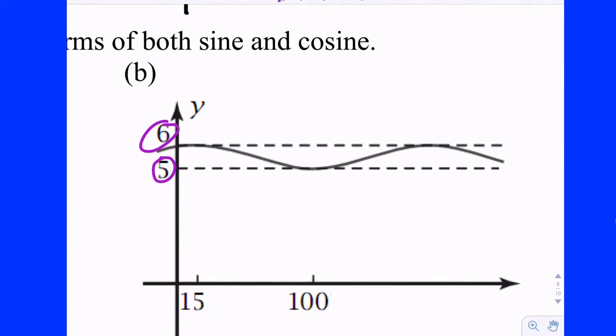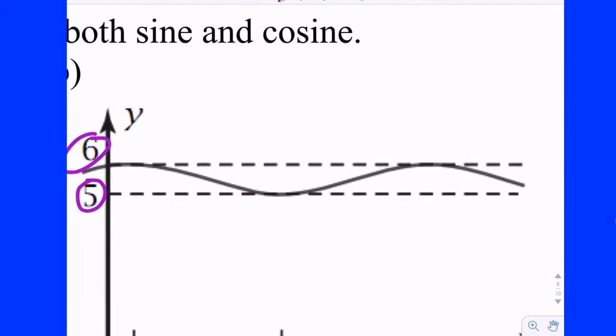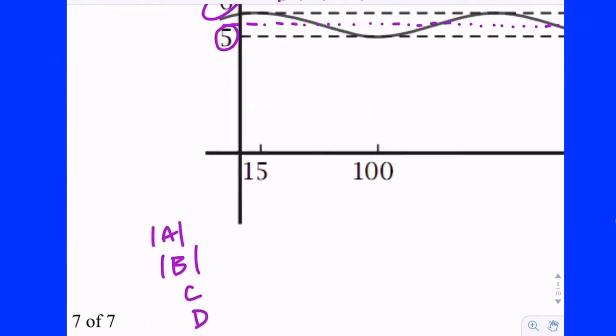So if the high point is 6 and the low point is 5, what's the distance between 6 and 5? 1. Is that the amplitude? No, the amplitude is not the distance from high to low. The amplitude is half the distance from high to low, right? Because there's a sinusoidal axis that runs right through the middle. If you draw something right through the middle, there's your sinusoidal axis. So what would the amplitude be then?